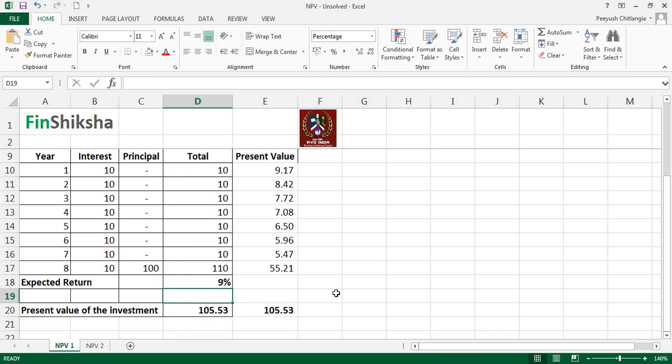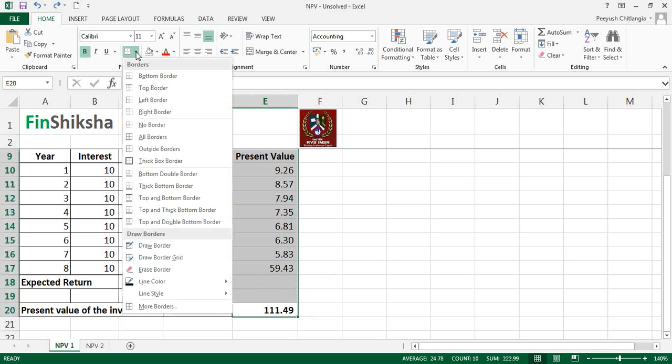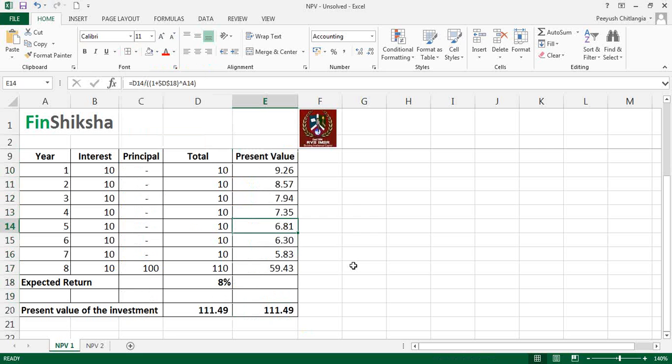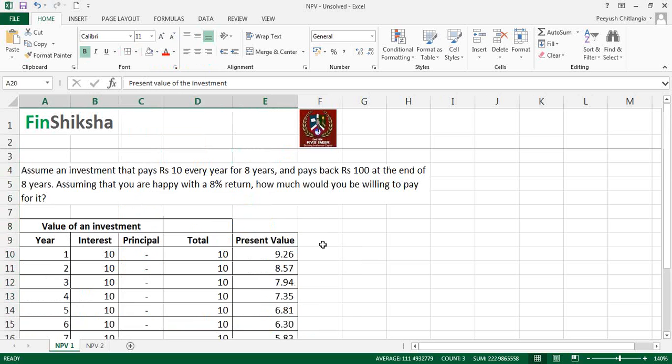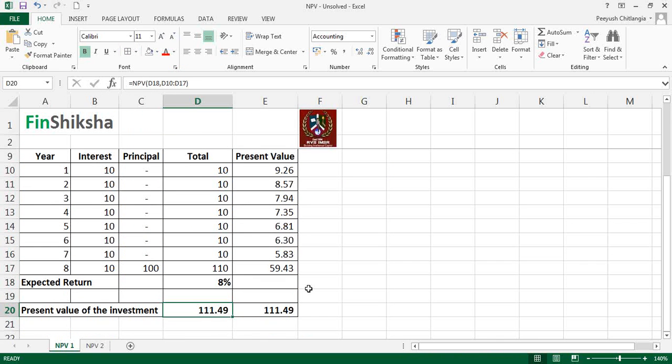If I change this to 9%, we'll see both the numbers will change automatically. If I change this to 10, both of them will change. If I change this to 12, both of them will change. Depending on my required rate of return, the actual value of the instrument that I would want to buy is also going to change. Let's add borders to this, and that's the solution to our problem, which is what is the value that we should be willing to pay for it. That is 111.49. If you pay anything more, the return is going to be less than 8%, right? So that's the first solution to an NPV problem.